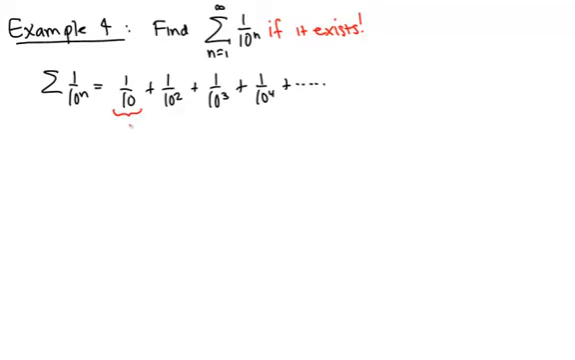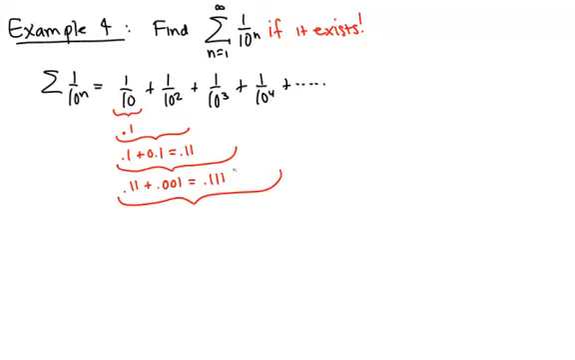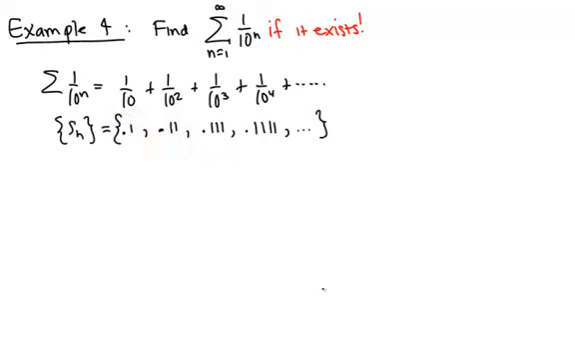The first partial sum will be 1/10, 0.1. The sum of the first two terms is 1/10 plus 100th, which is 0.11. The sum of the first 3 terms is the sum of the first 2, which is 0.11, plus 1,000th, which is 0.001, and that's going to get me 0.111. If we add up the first 4 terms, we're going to have the sum of the first 3, which is 0.111, and then we're going to be adding 0.0001, 1/10,000th, which gets me 0.1111. And so actually, we've got 0.1, 0.11, 0.111, 0.1111, 0.11111. So the sequence of partial sums is the decimal point 1 followed by an ever-increasing list of 1s.